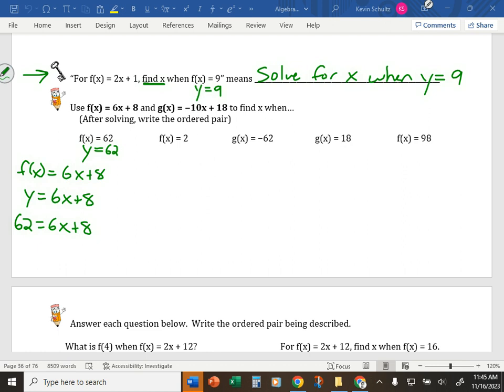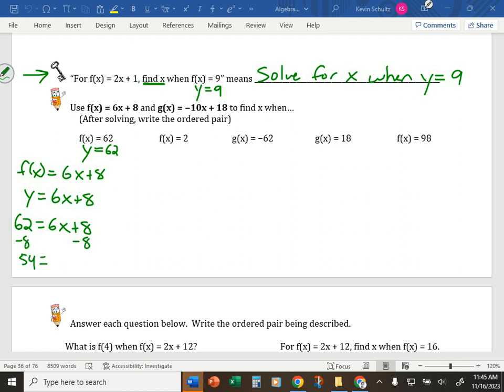Operate opposite numbers. Yeah, it's a two-step equation. Oh, two steps. Right? Your comfort zone. We've done this before. 62 equals 6x plus 8. What would your first step be using opposite operations? Subtract 8 from both sides.